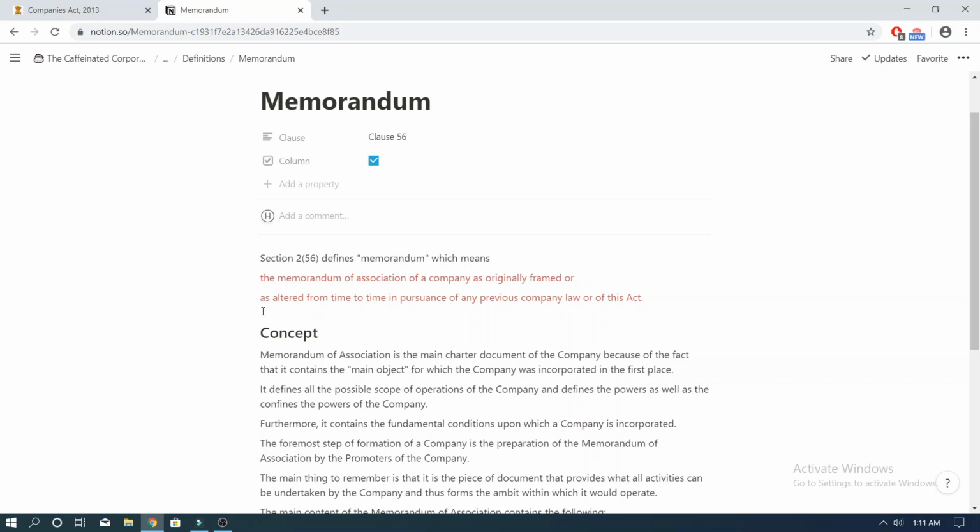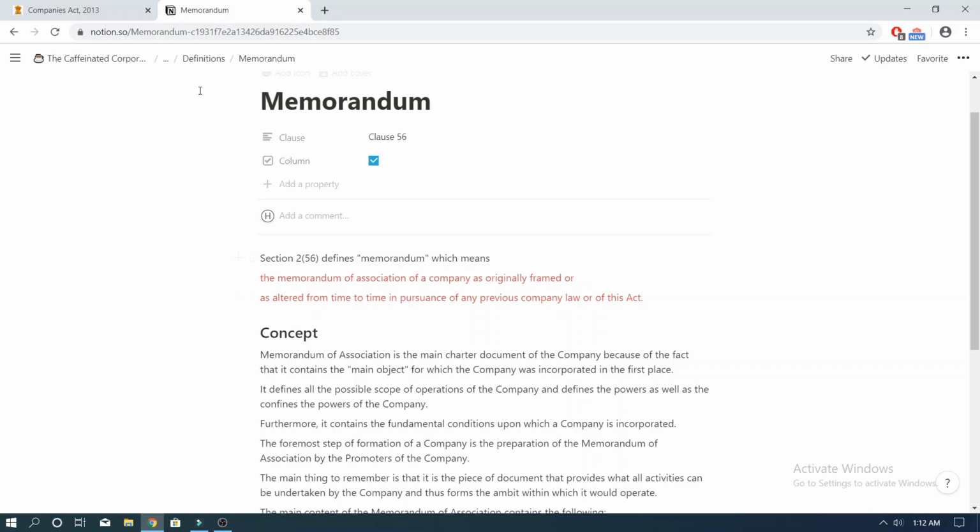Now, the second part says that it is also the altered memorandum, which means that there can be a scenario where the company might have amended its Memorandum of Association subject to fulfillment of certain conditions, which we will again cover in the upcoming videos as and when we deal with those sections. For instance, the company decides to change its name from A Private Limited to Z Private Limited and is successful in doing so. Then it will have to amend its registered name clause of Memorandum of Association, and such an altered Memorandum of Association would also continue to be defined as the Memorandum of Association of the company as per the definition of the Companies Act 2013.